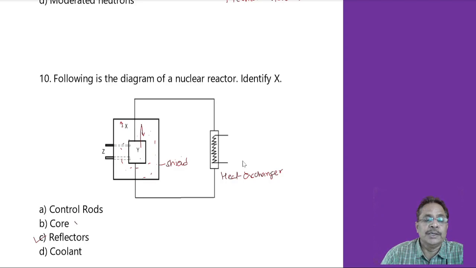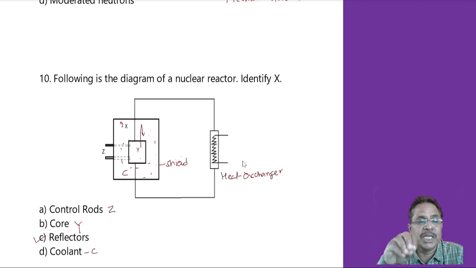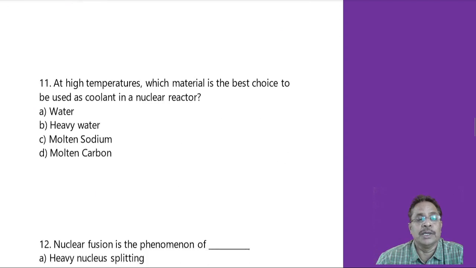So core is Y, control rods are shown by letter Z, and coolant here, if it is represented by C, so that can be shown to be a coolant here. So in general, any nuclear reactor has this minimum basic type of components, and each component has its own functioning. This is to be understood while understanding the working of the nuclear reactor.